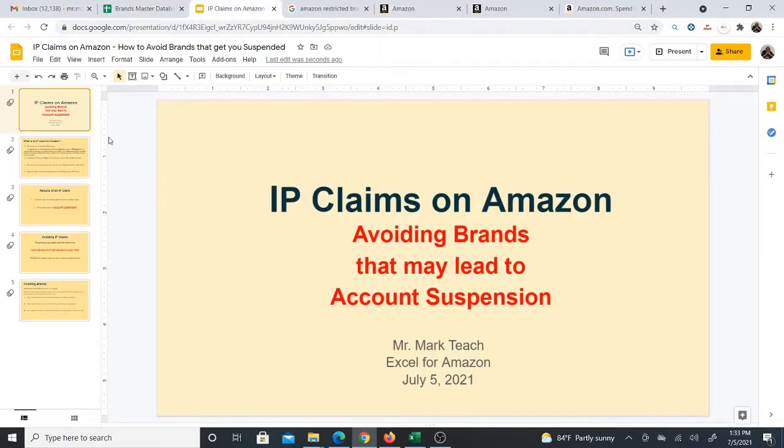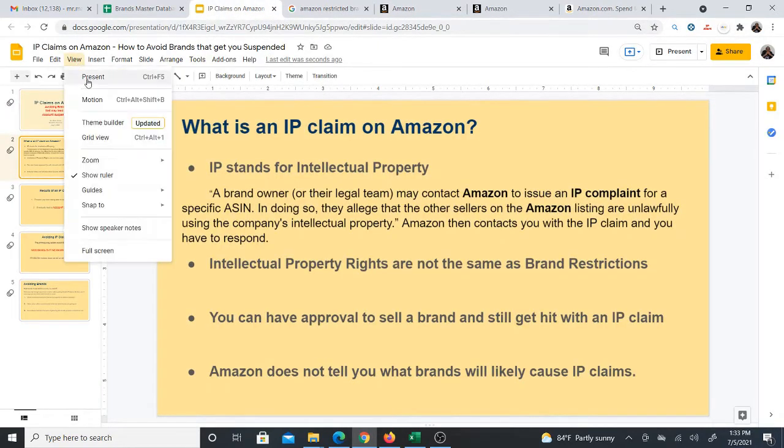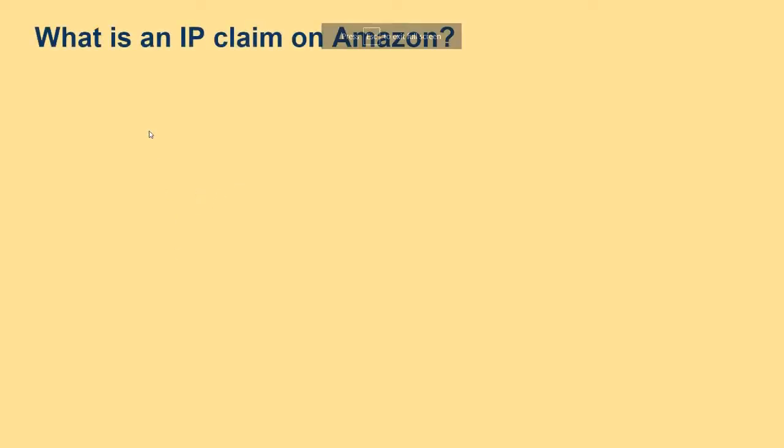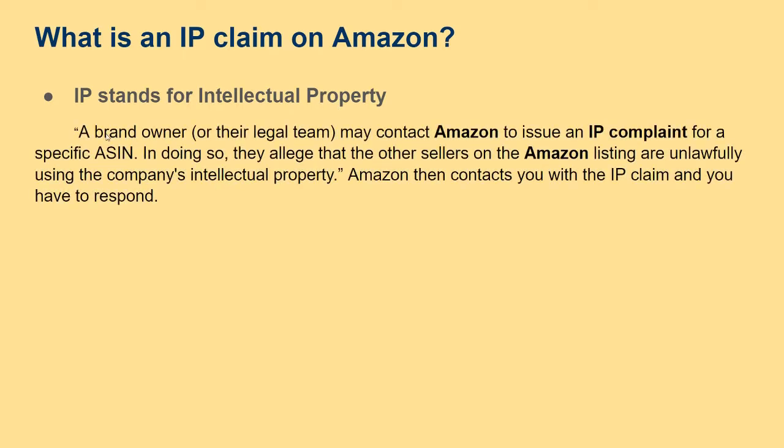And before I do that, first of all, I need to really explain a little bit more about IP claims on Amazon. So first of all, what is an IP claim on Amazon? All right, well, IP itself actually stands for intellectual property. So I'm going to read this, which I took off of Google. A brand owner or their legal team may contact Amazon to issue an IP complaint for a specific ASIN.